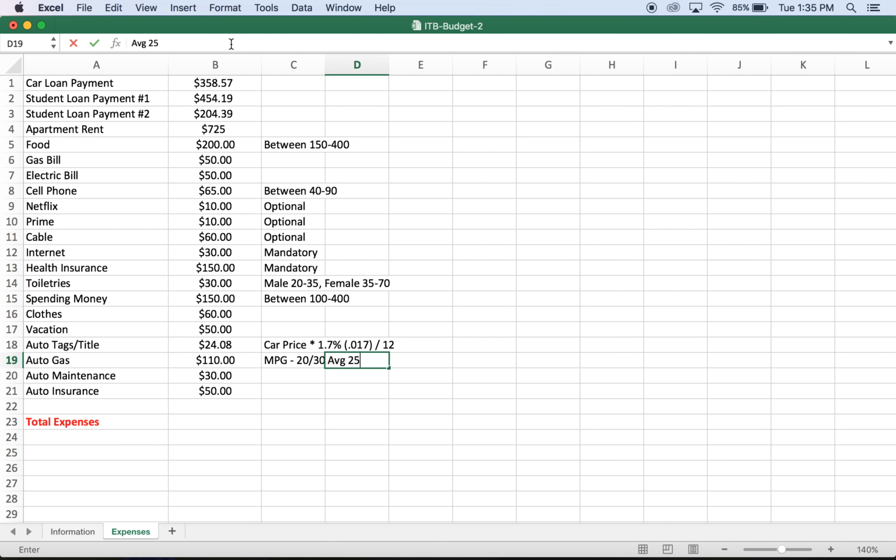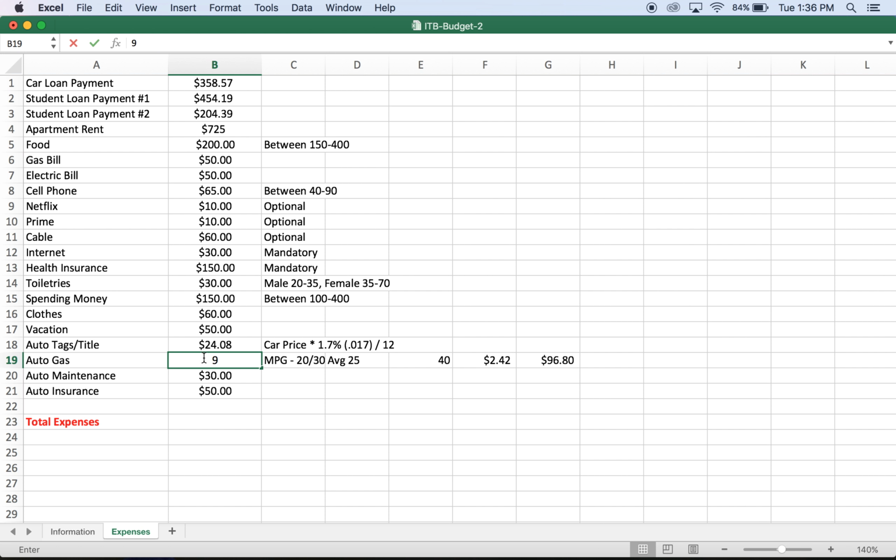So we are going to find the average. The average is 25, so we add them up, divide by 2, and then we have an average miles per gallon. The average person drives 1,000 miles per month, 12,000 miles per year, so we're going to figure out how many gallons of gas we need. So 1,000 miles divided by 25 tells me I need 40 gallons of gas. The current gas price is $2.42, so if we multiply 40 gallons of gas at $2.42, boom, $96.80 is what my automotive gas should be.